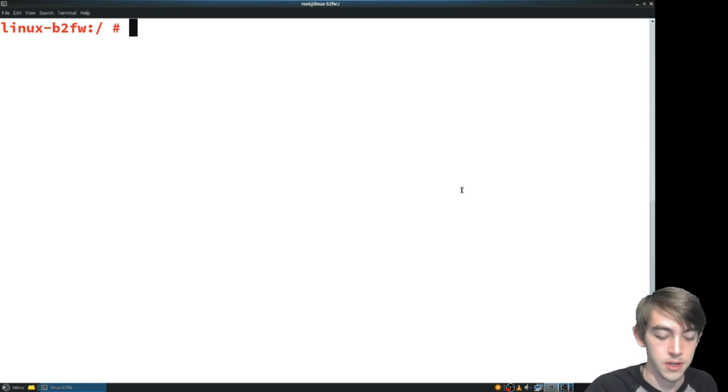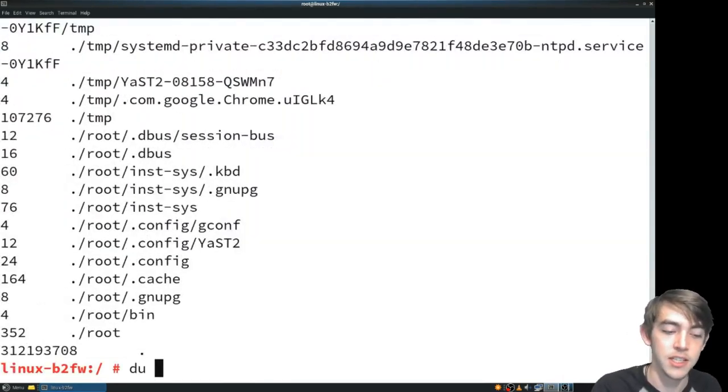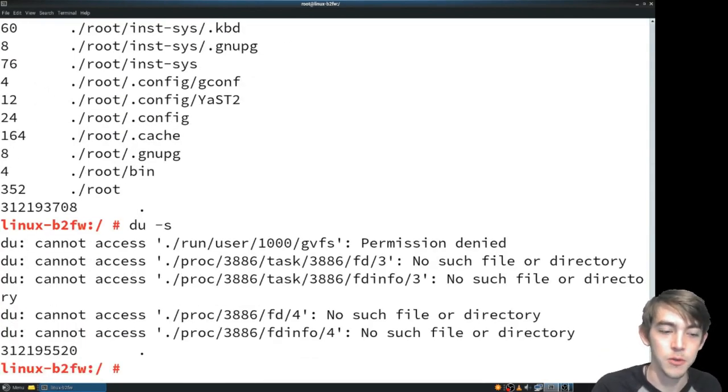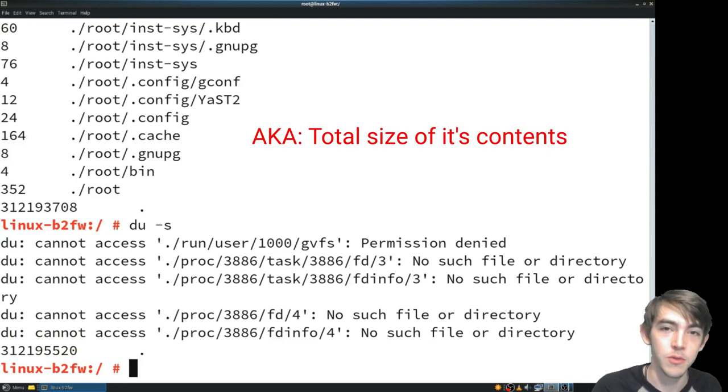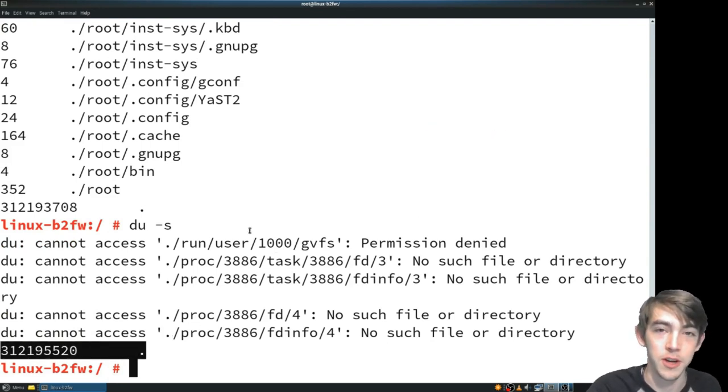Command is du. Du by itself is ugly. Very ugly. du -s gives you a much cleaner output. It gives you a summary of the directory. I didn't pass in anything, so it gave me a summary of my current working directory only.